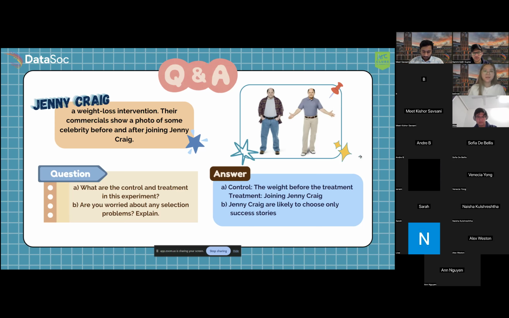And then for B, Jenny Craig are likely to choose only success stories because they are the ones who do the marketing, and so in data collection, they can just choose the people who are more likely to be successful because it will be beneficial for their branding and their marketing. For example, they can choose healthier people who exercise a lot, because they're more likely to lose some weight compared to those who do not.